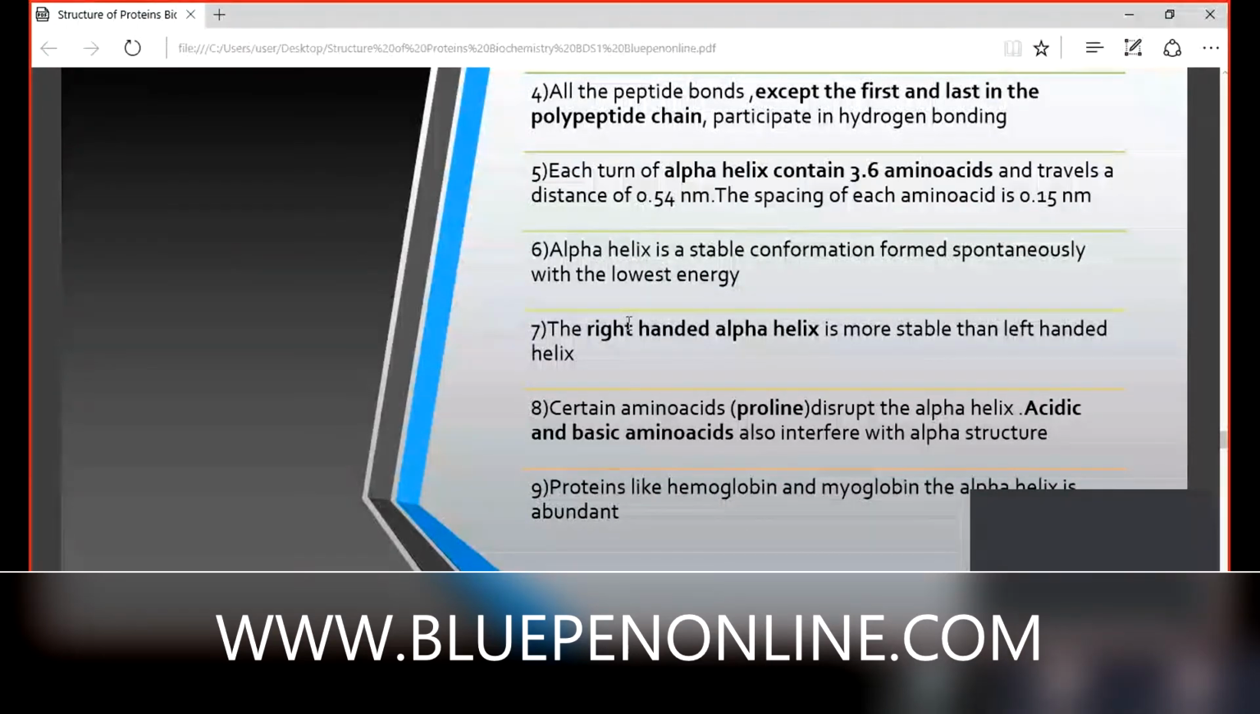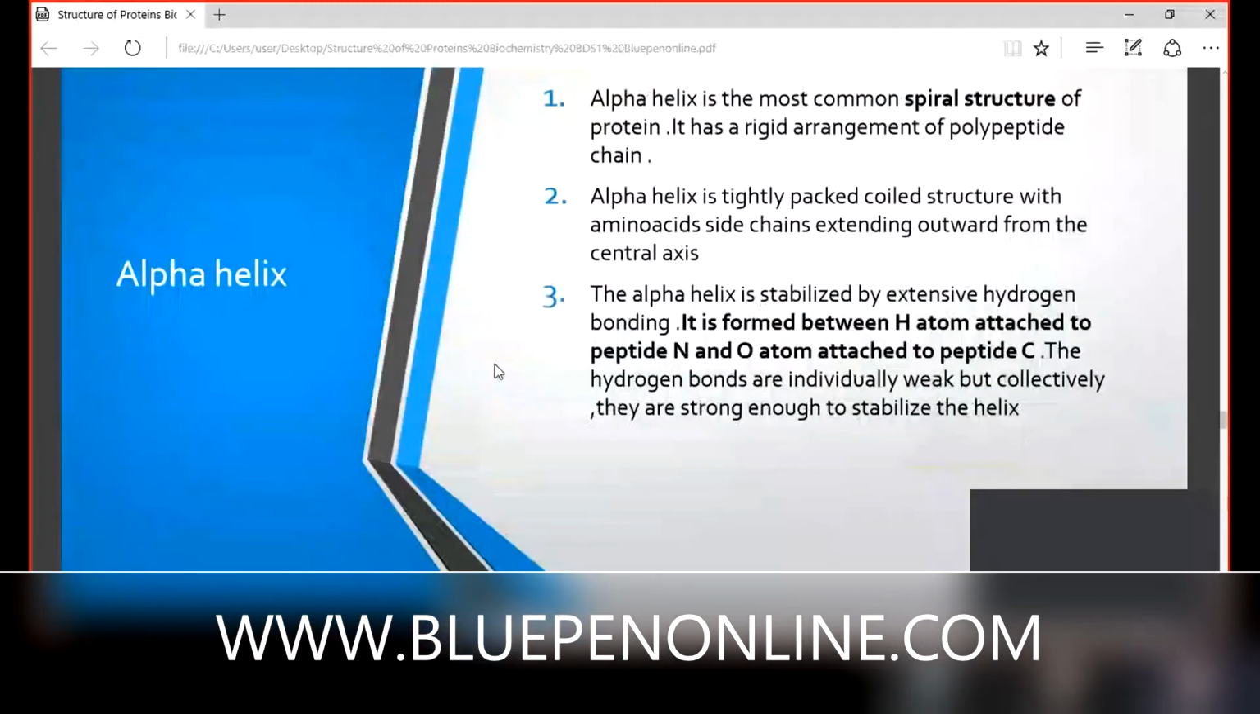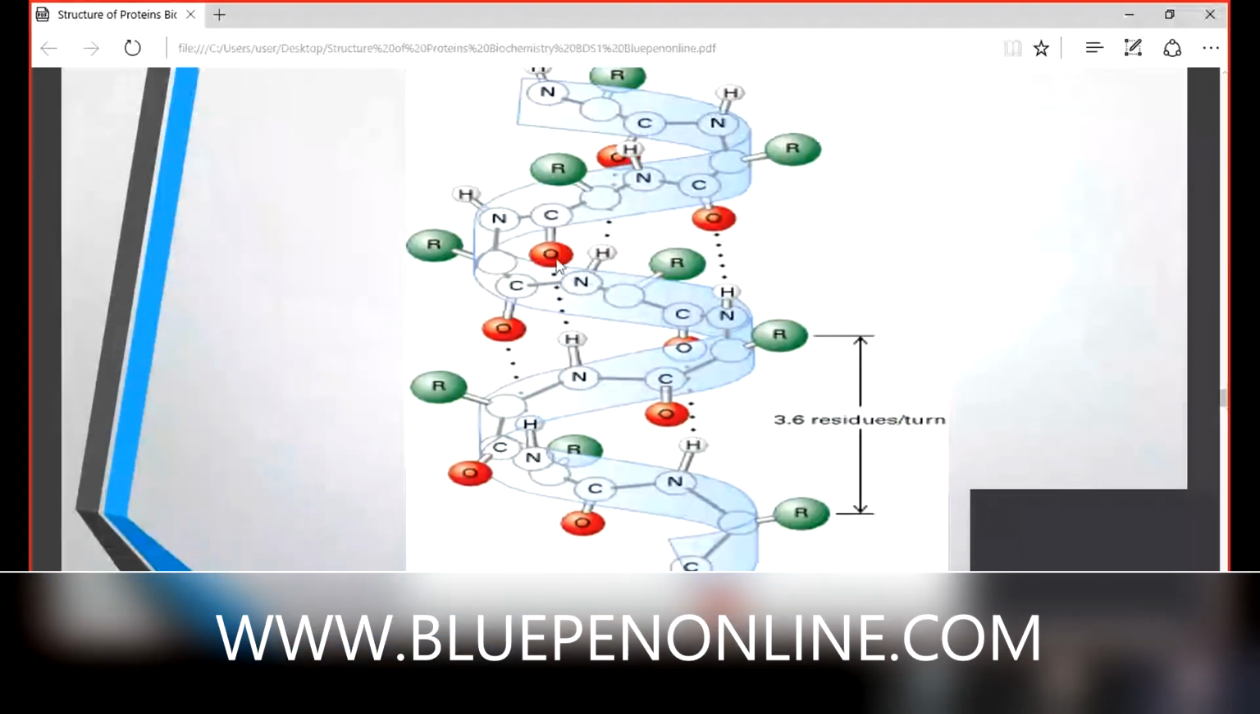Why is the right one more stable? Because the alpha helix is stable because of the hydrogen bond, right? Yes, but in the case of the right-handed helix, it is difficult to attach the C double bond O and NH. When we study in detail at the molecular level, we can see there are some difficulties in the left-handed helix. Okay, that's all.